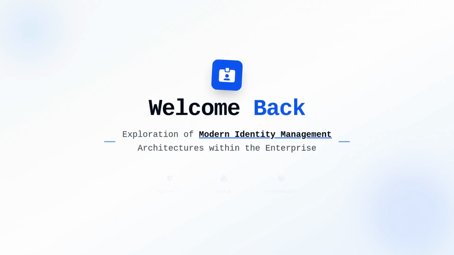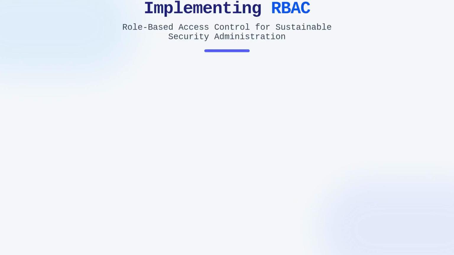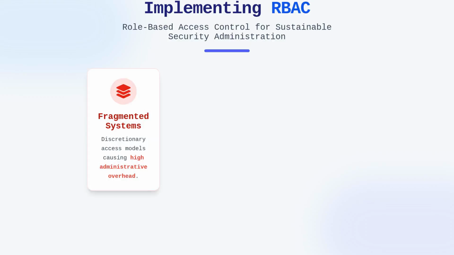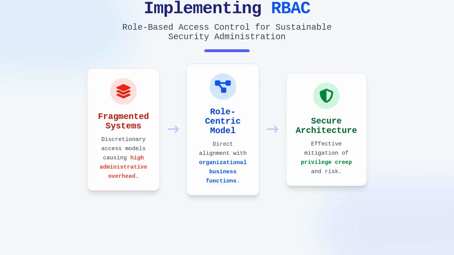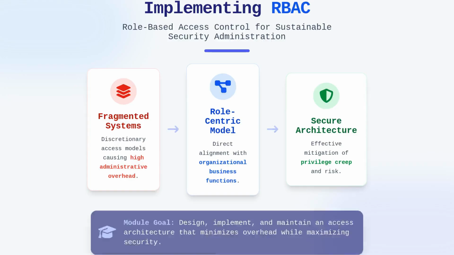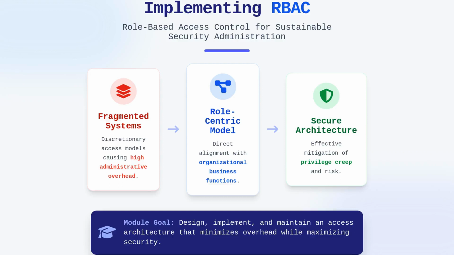Welcome back to our exploration of modern identity management architectures within the enterprise. In this chapter, we focus on the practical implementation of role-based access control, a cornerstone of sustainable security administration. We will examine how to transition from fragmented discretionary systems toward a structured, role-centric model that aligns directly with your organizational business functions. By the end of this module, you will understand how to design, implement, and maintain an access architecture that minimizes administrative overhead while effectively mitigating the risk of privilege creep.